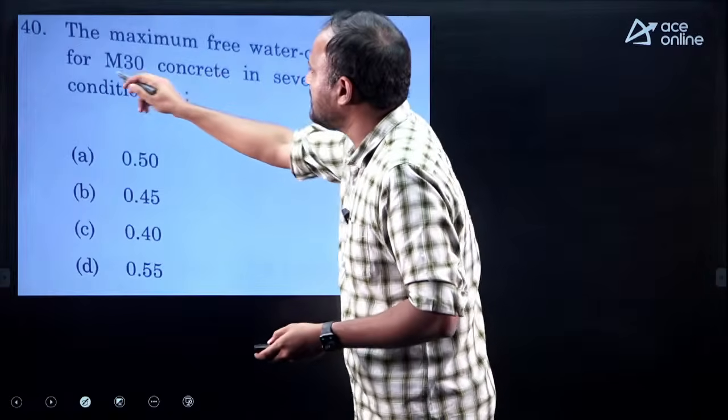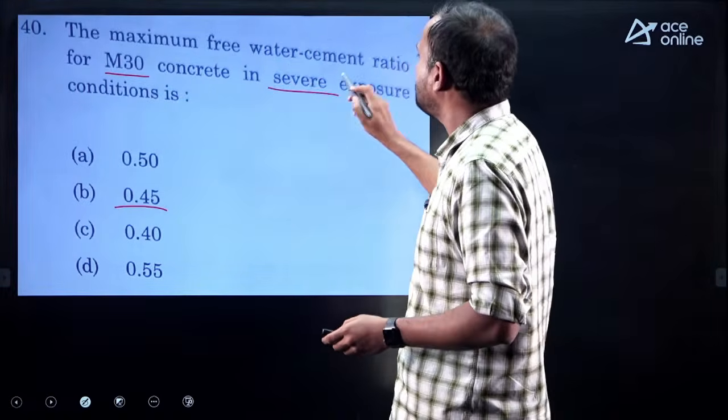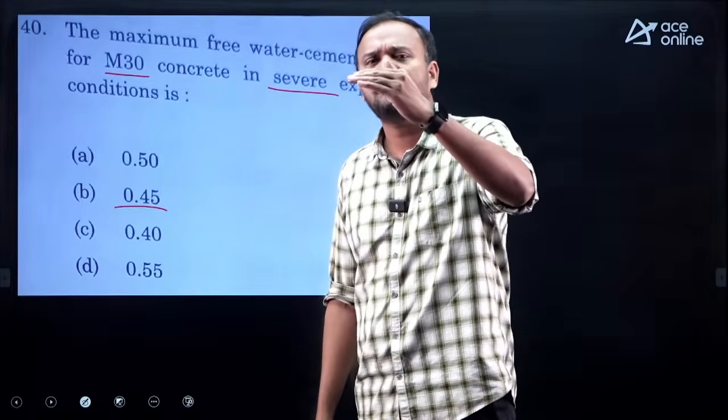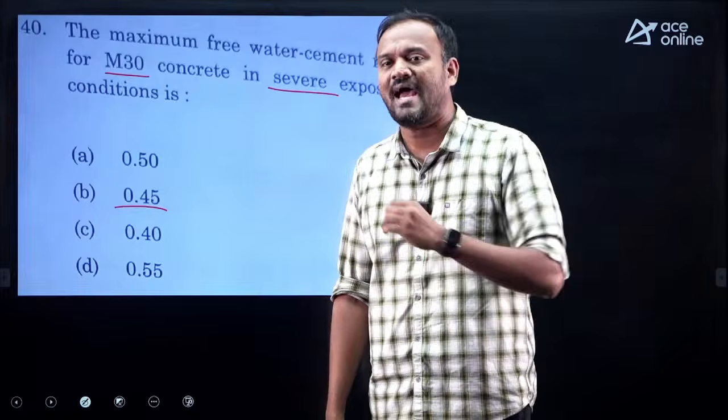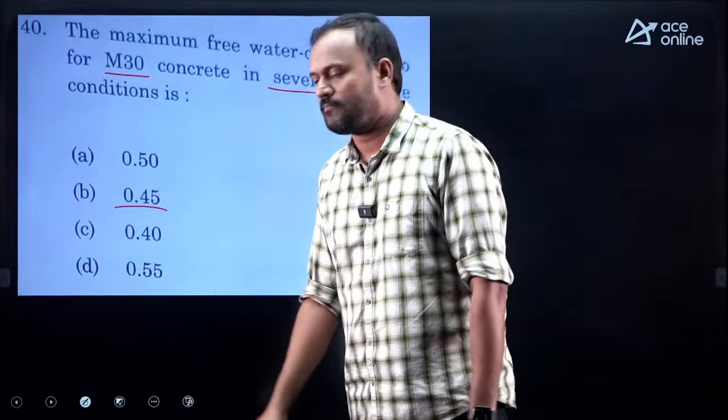So in our case, for M30 it is 0.45 for the severe situation. We have 5 kinds of scenarios: mild, moderate, severe, very severe and extreme. So for severe it is 0.45.